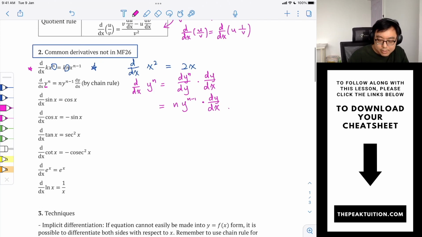For sine and cosine, just remember them, it's quite straightforward. When we differentiate cosine, there will be a negative sign outside. Given this, we can try to find why the derivative of tangent x with respect to x is secant squared x. We can use the quotient rule, because tangent x is equal to sine x over cosine x.